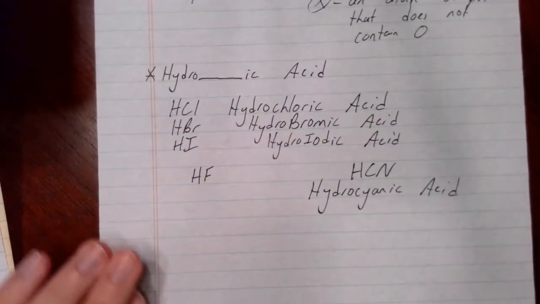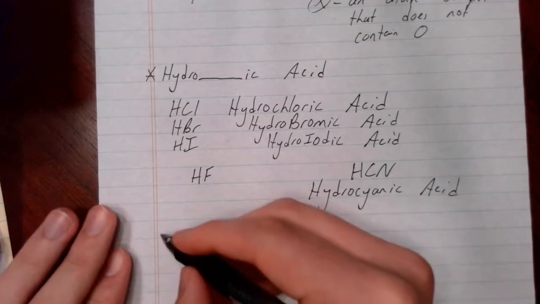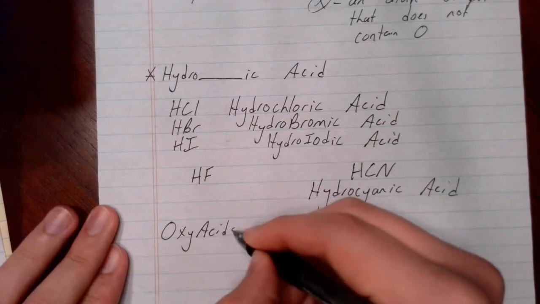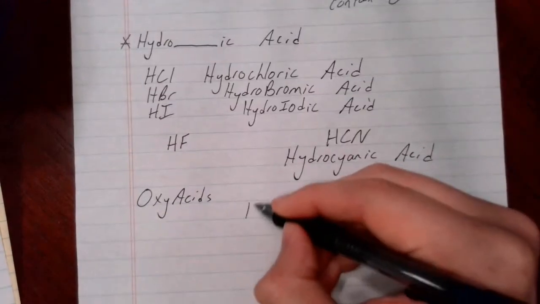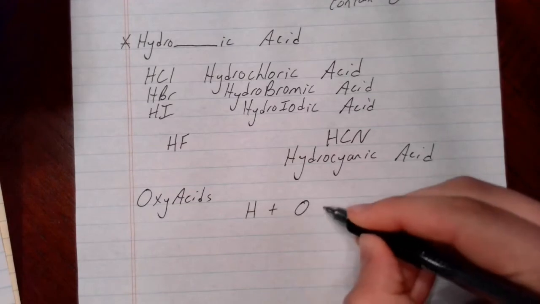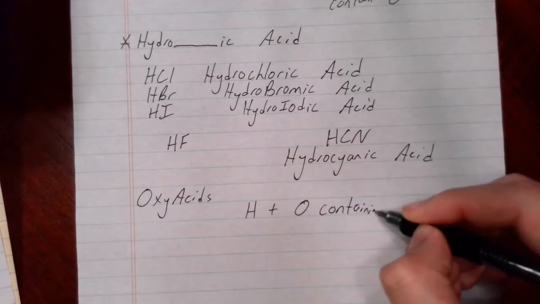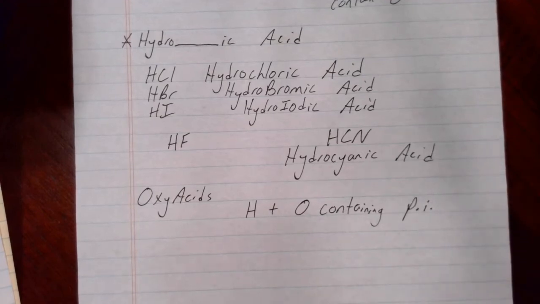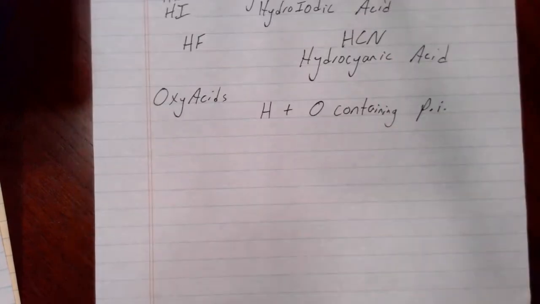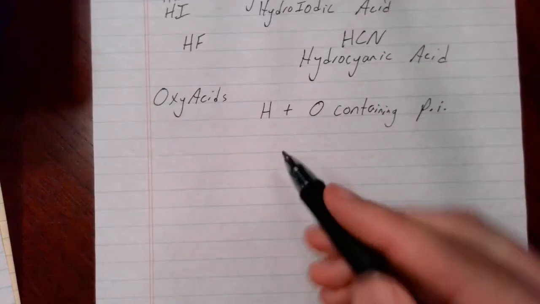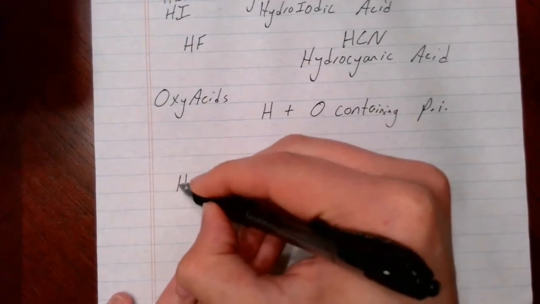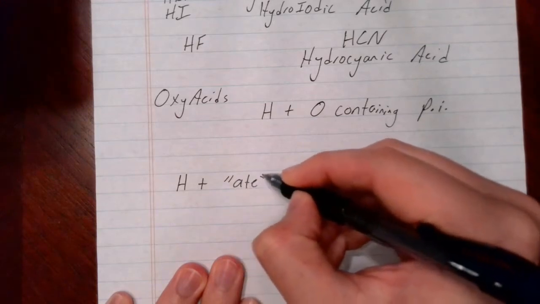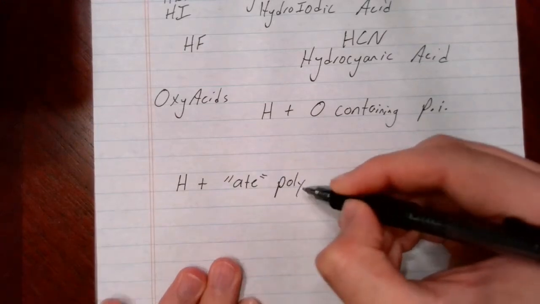The other class of acids we refer to as the oxyacids. These look like a hydrogen plus an oxygen-containing polyatomic ion. There's a nice little chart that we'll write out that shows us the rules for naming these. So if we have H plus, I'll say the ATE poly, and I'll abbreviate polyatomic ion as poly.